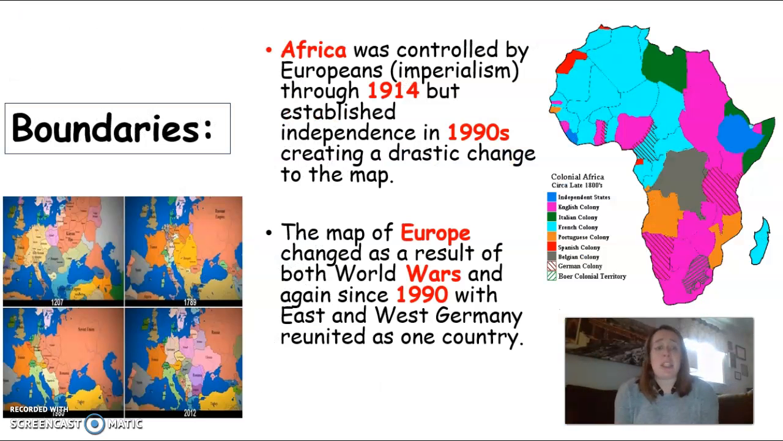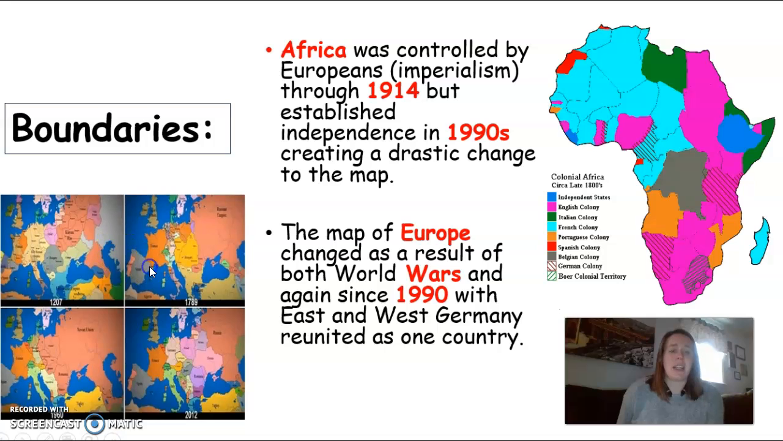Now, another way that maps change are boundaries. Boundaries are constantly changing. For example, the boundaries of Africa. All those different countries have changed drastically since the time of European imperialism, when European countries dominated Africa. They had different lines for the different countries. Obviously, those boundaries look different.